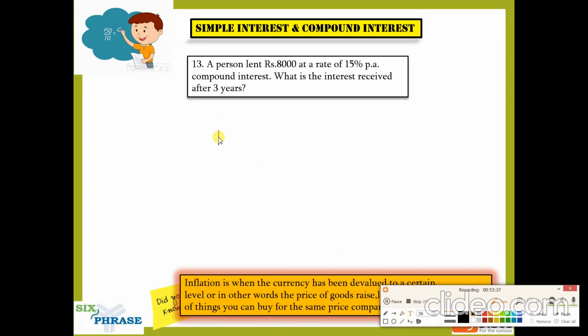So you are given principal, you are also given rate of interest, you are also given time period. So what you'll do is, very simple, guys. This is compound interest, so it is not like each year the interest will be the same. No, that is not the case. But what will be the same is the increase percentage. So what you have to do is, you have to increase 8,000 by 15 percentage 3 times.